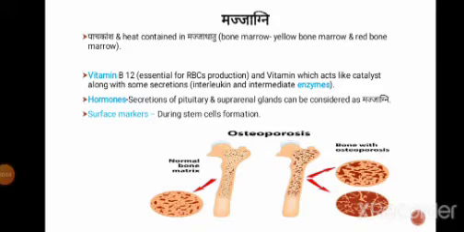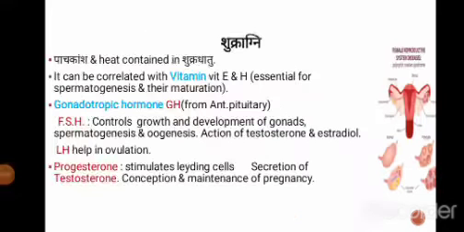Decrease of Majjagni causes hollowness of the bones from inside, giddiness, and seeing of darkness. Shukra Agni. Panchakash and heat contained in Shukra Dhatu is known as Shukra Agni. It can be correlated with vitamin E and H, essential for spermatogenesis and the maturation. Metabolic disorder related to Shukra Agni is like PCOD, that is polycystic ovarian disease in females.